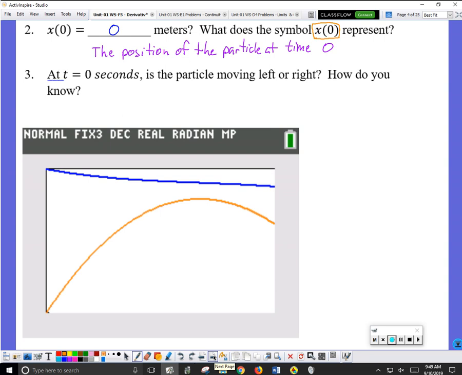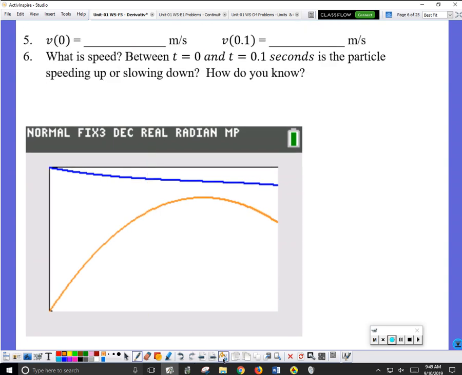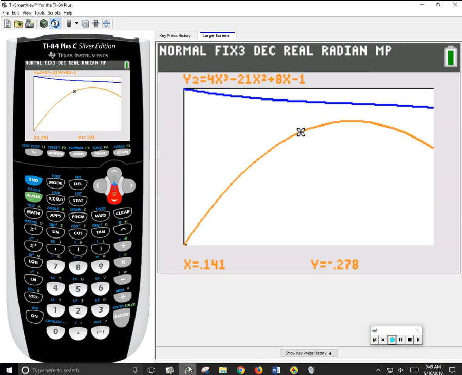So we already did that. Here we go. Okay, new concept. We already found the velocity. You can just write that down: negative 1 meter per second. The velocity at time 0.1 you can find on your calculator quickly. You just trace. Make sure you're on the velocity plot. Type 0.1. Press enter. Negative 0.406.